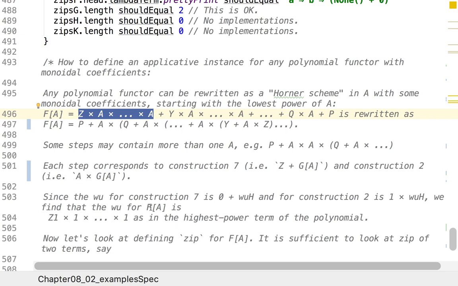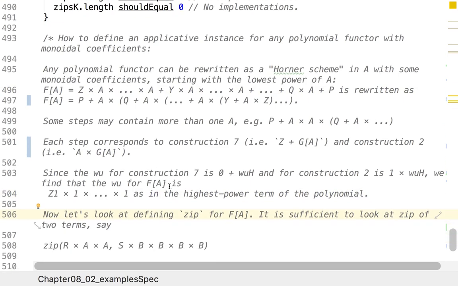So therefore, the wrapped unit for f of a is of this form, is the highest power term of the polynomial, where you take, instead of z, the unit value or empty value of the monoid, and instead of A you put the unit values, so that is going to be the wrapped unit.